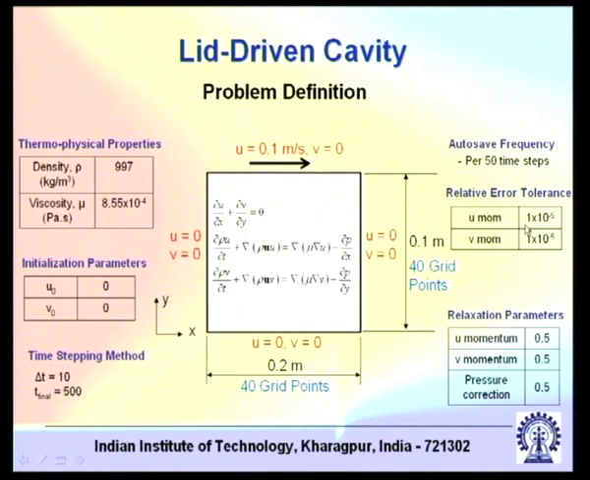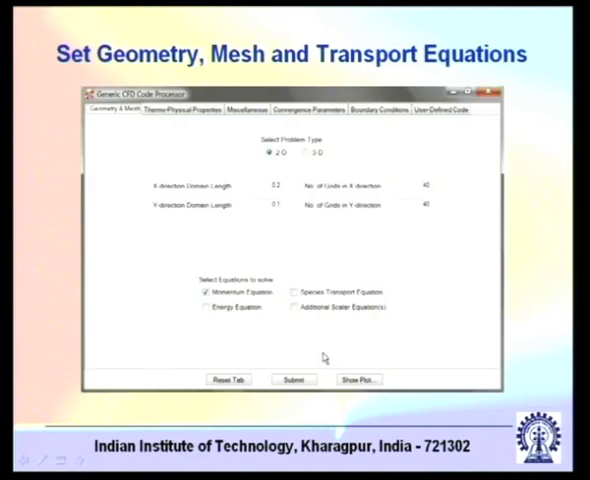Relative error tolerance, x momentum and y momentum, that is u and v momentum, you set as 10 to the power minus 5. These are just some examples, you may make it more strict or more relaxed depending on your requirement. Some relaxation parameters you can put, we have already discussed in the context of Navier-Stokes equation what are relaxation factors and why you need them to control the convergence. So these are some examples, and in this particular example you take 40 grid points along x and y.